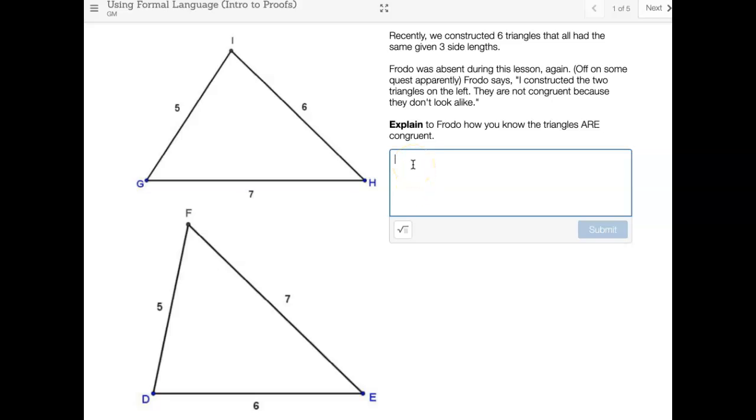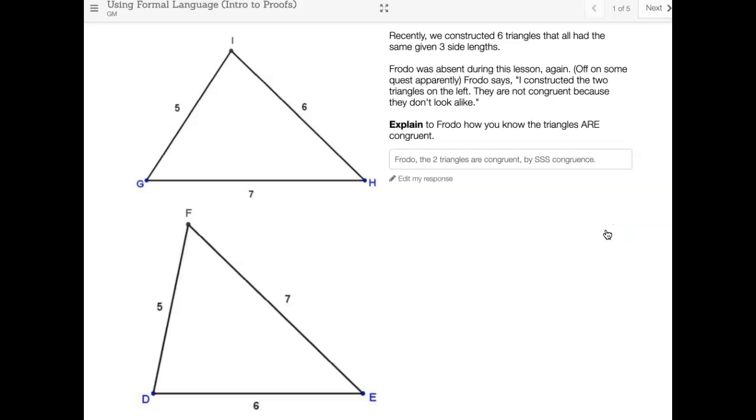So that's what we're going to say. We're going to say, Frodo, the 2 triangles are congruent by side congruence. Again, without writing out the entire definition for side congruence, remember it's that all 3 sides of one triangle are congruent to all 3 sides of another triangle, and that would be enough to prove the 2 triangles are congruent.